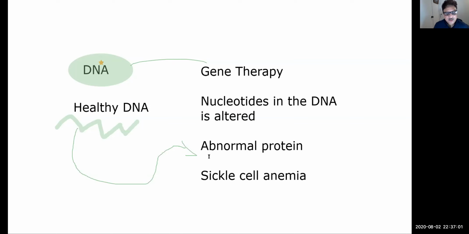So if it's sickle cell anemia, hemoglobin is dysfunctional. So the new healthy DNA has to be put into the bone marrow, and we have to ensure that this bone marrow is making healthy hemoglobin. So when DNA as a molecule is used as a therapeutic, that is called gene therapy.